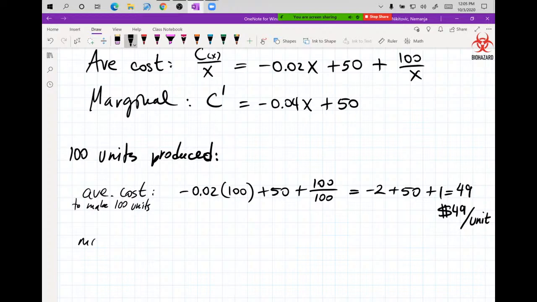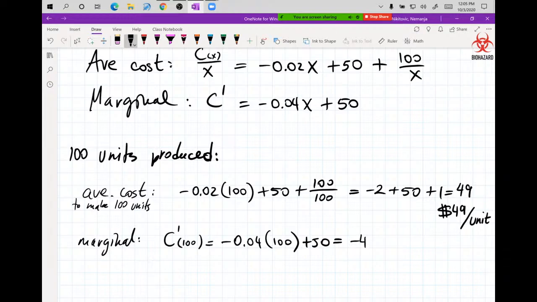Now, how about marginal? We'll see what this is used for, but let's now calculate C prime at 100. And that's going to be negative 0.04 times 100 plus 50. And that's going to be negative 4 plus 50 equals 46. And I'm going to say $46 for the 100th unit.